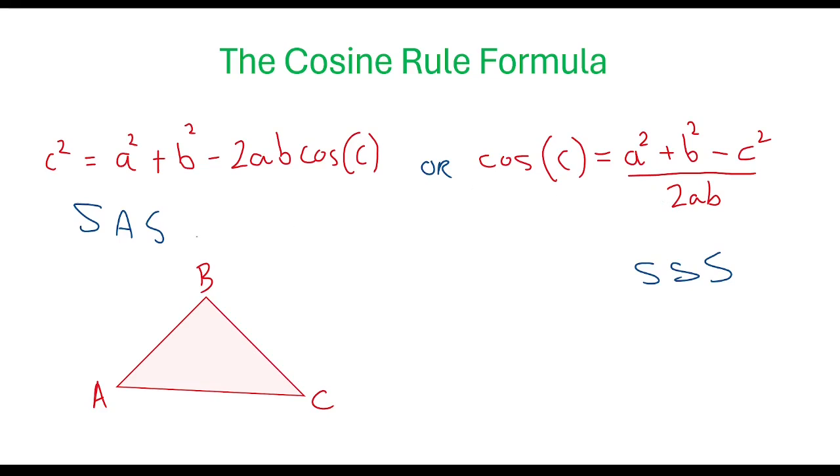The main thing to keep in mind here is that the side a is always opposite the angle A, the side b is always opposite the angle B, and the side c is always opposite the angle C.